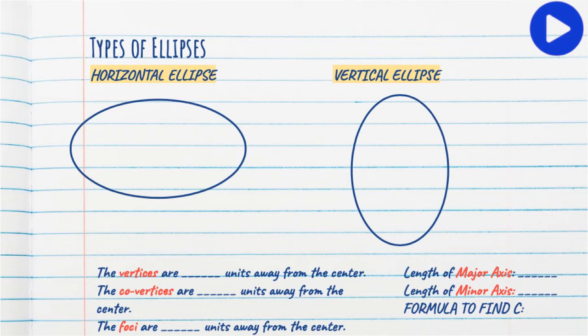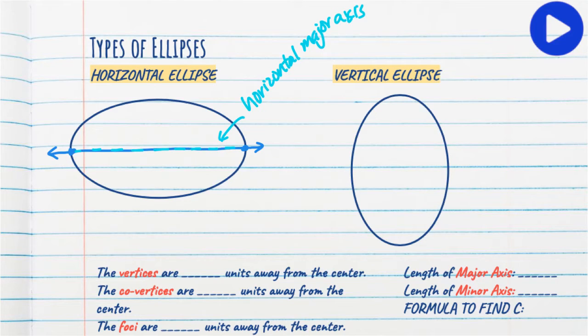Types of ellipses. Notice here that we have a horizontal ellipse and a vertical ellipse, and it might seem like it's not that big a deal that there are two different types, but it is, because they affect the different types of equations that you use. So in a horizontal ellipse, the major axis is horizontal, which would cause these two vertex points to be left and right of each other. So their x's of their ordered pairs are going to be different, but the y's of their ordered pairs are going to be the same because they're moving left and right to each other.